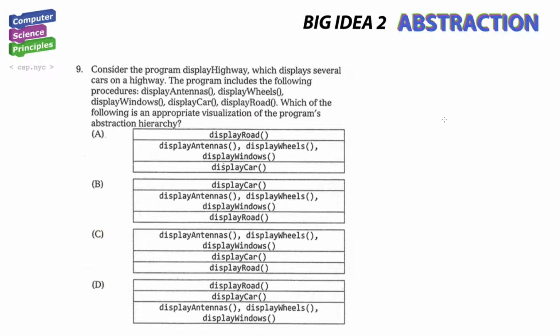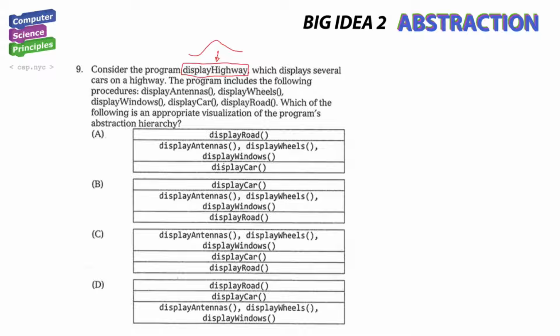All right, so 9 is looking at these procedures. It says consider the program code, display highway. Notice how we've looked at these before, even in these practice questions, with a capital letter on the second word and they're pushed together. This is called camel case, because it kind of makes a hump. And so this is representing this program.